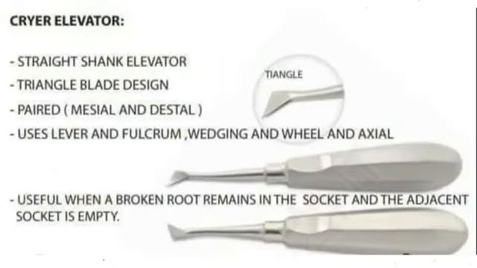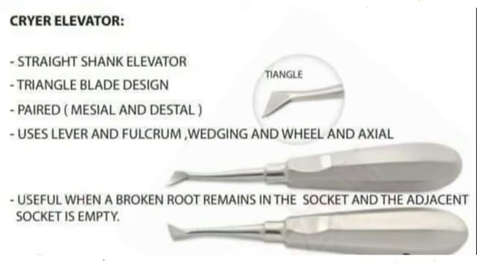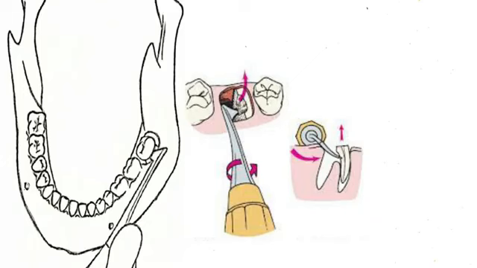There is a very important type of elevator called the Cryer elevator. It has a straight handle and shank design but with a triangular blade. It's paired mesial and distal. It can be used in the wedging, levering and/or wheel and axle. It's used when a broken root remains in the socket and the adjacent socket is empty, as shown here.